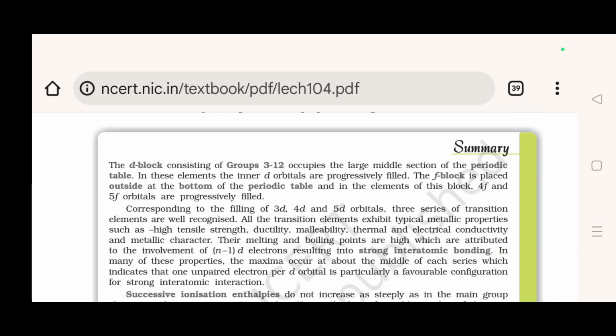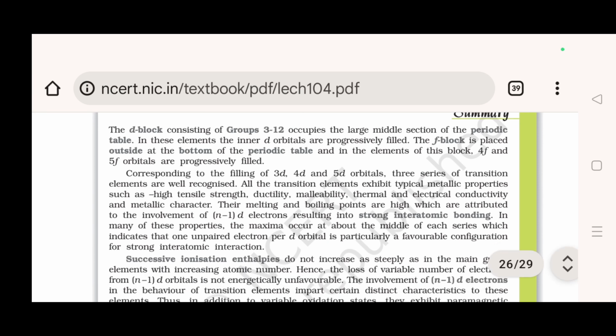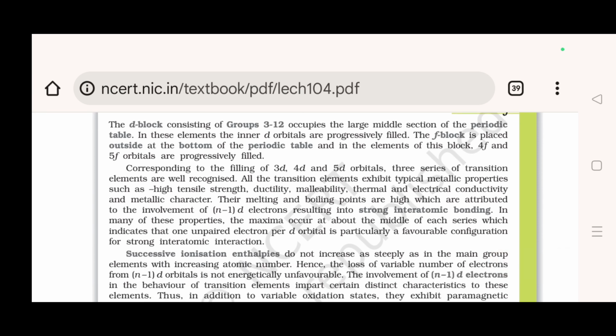Now we are heading towards the summary of this chapter. The d block consists of groups 3 to 12 and occupies the larger middle section of the periodic table. In these elements, the inner d orbitals are progressively filled. The f block is placed outside at the bottom of the periodic table. Corresponding to the filling of 3d, 4d and 5d orbitals, three series of transition elements are well recognized.